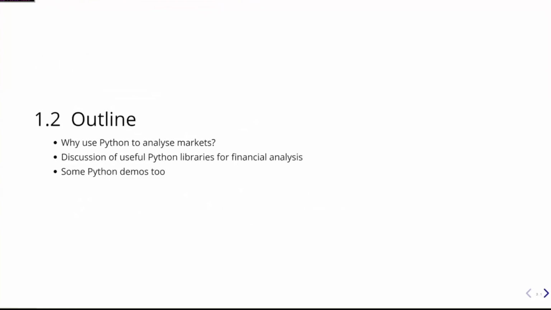So in terms of the outline for the talk, I gave a brief introduction to myself and also some of the Python work that I've been doing. I guess there's several parts to the presentation. First of all, why use Python to analyze markets? Then we'll go into a discussion of some of the Python libraries that you might find useful for financial analysis. If you're already familiar with Python, I'm sure quite a few of the libraries you may have heard of, but at the same time, there might be a couple that you've not heard of as well. Each time I give this presentation, I always add a few extra libraries.